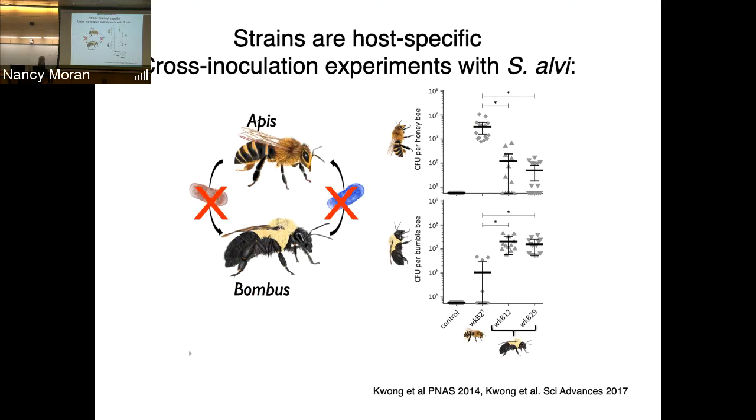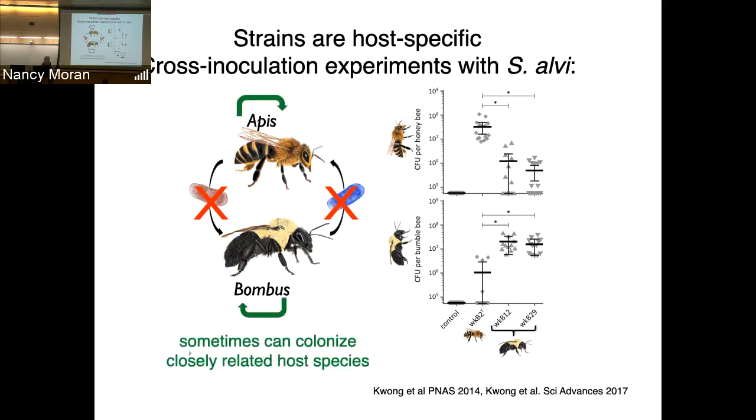And one indication of that is in the lab we can use bumblebees and honeybees as recipients, so you can grow bumblebees in the lab too, and we can see if they can exchange symbionts with each other. And basically, you cannot colonize a bumblebee with a honeybee strain or a honeybee with a bumblebee strain. So they're host restricted. We call them both Snodgrassella, but clearly they're different. They should be different species, and they are not able to colonize each other's host. And there's lots of opportunity for that to happen in nature. They go to the same flowers, they meet all the time, but it doesn't happen.